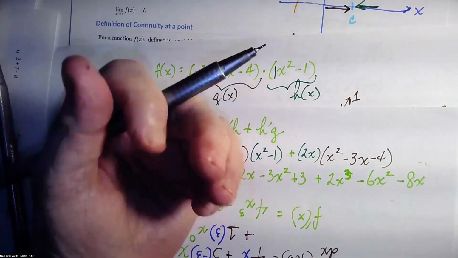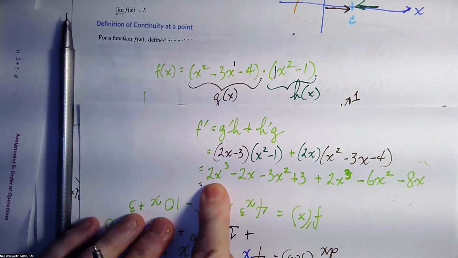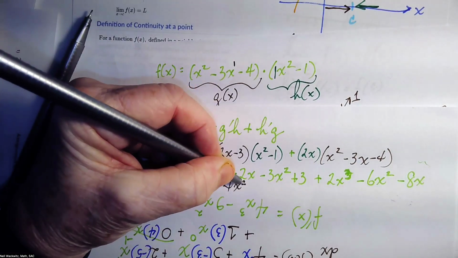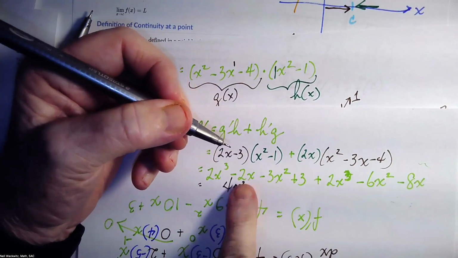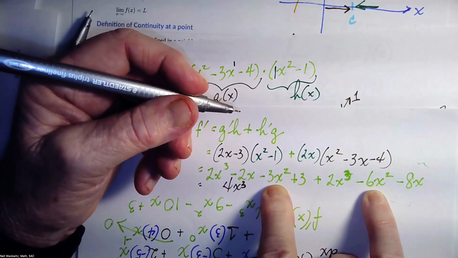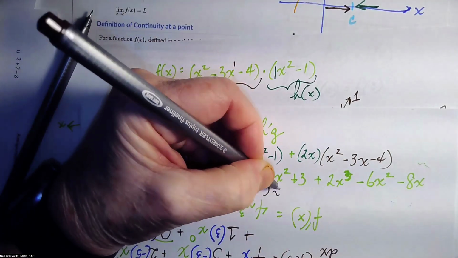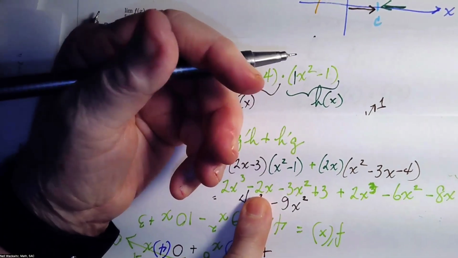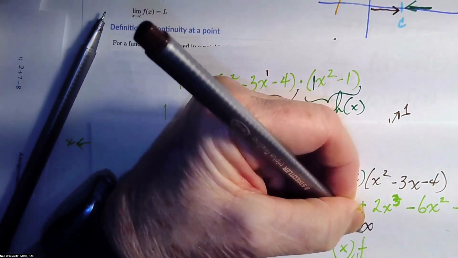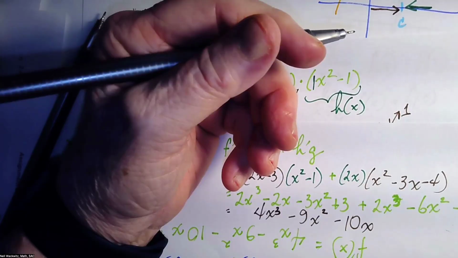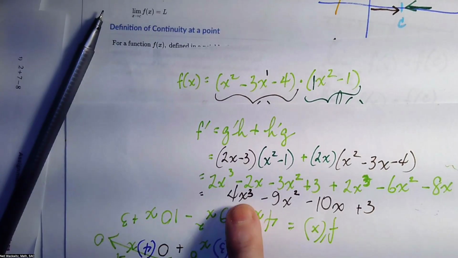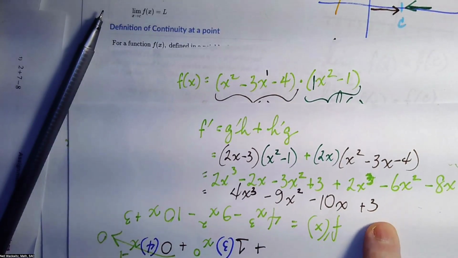Now we just hunt and gather. We have a 2x cubed and another 2x cubed. That gives us 4x cubed. Let's do the x squares next. -3x squared and a -6x squared. That's -9x squared. -2x and a -8x will give us -10x and then 3 plus 3. So we get 4x cubed minus 9x squared minus 10x plus 6.